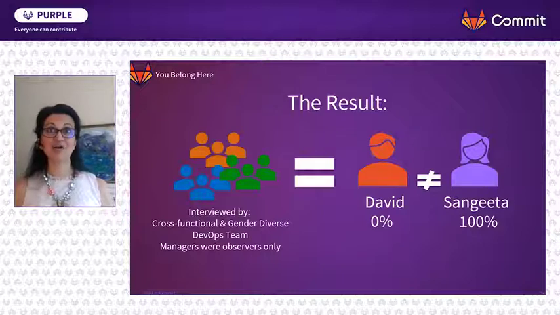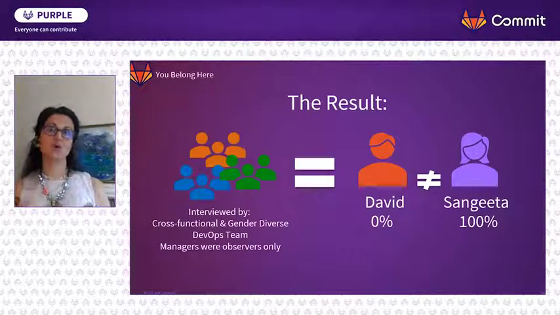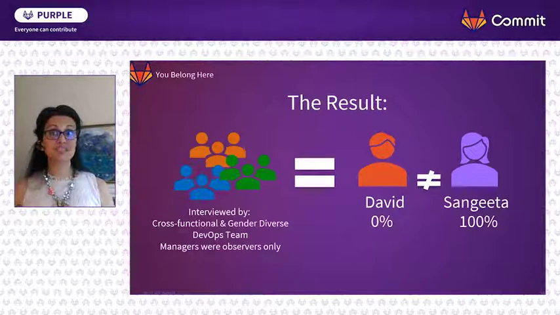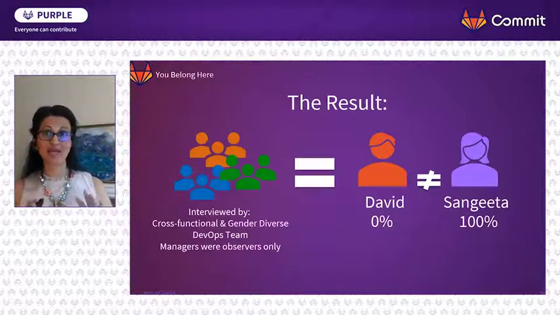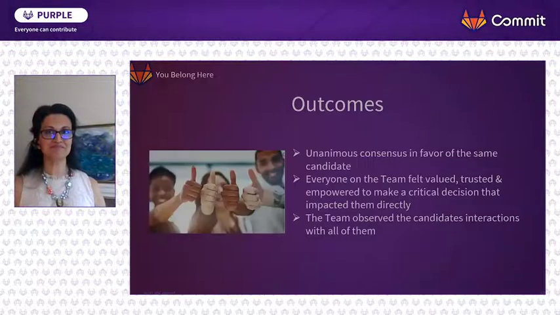The result was eye-opening for the team, but also for the managers. You are certainly familiar with the saying, we recruit in our own image. Right after they interviewed both candidates, 100% of the team unanimously agreed that Sangeeta performed way better than David. There was no doubt among the team, especially in terms of hard skills. They spent just an hour and a half with each candidate, but based on Sangeeta's interaction with the entire team, they felt that she had always been on the team.